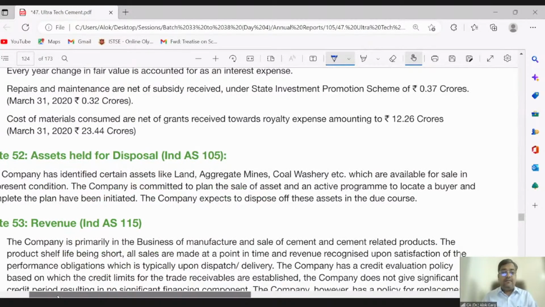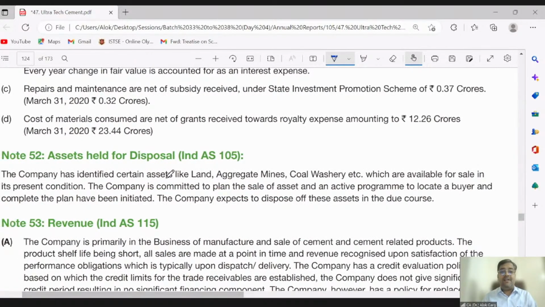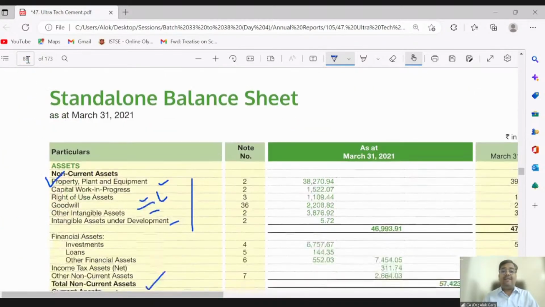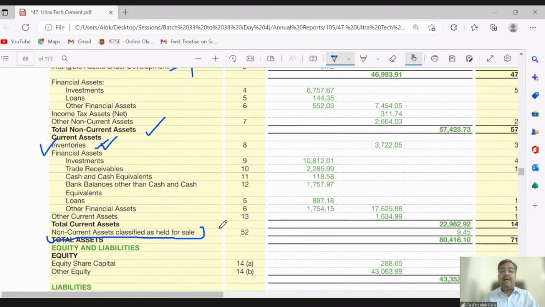Yes, you can see that the company has identified certain assets like land. See, land is never a current asset. Why is land shown here? Because it is a non-current asset classified as held for sale. Aggregate mines, coal washery, which are available for sale in their present condition. By nature, these assets are non-current assets, but since they are classified as held for sale, they have been shown under the current assets heading as a separate line item. And that is why this standard is there.